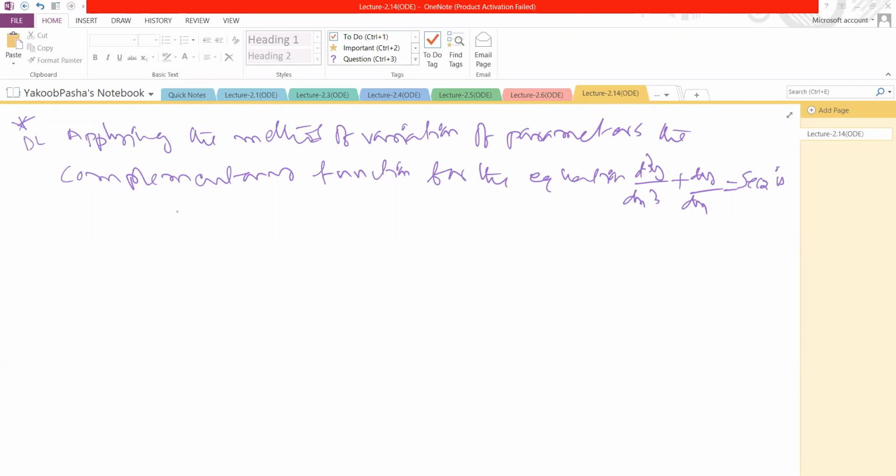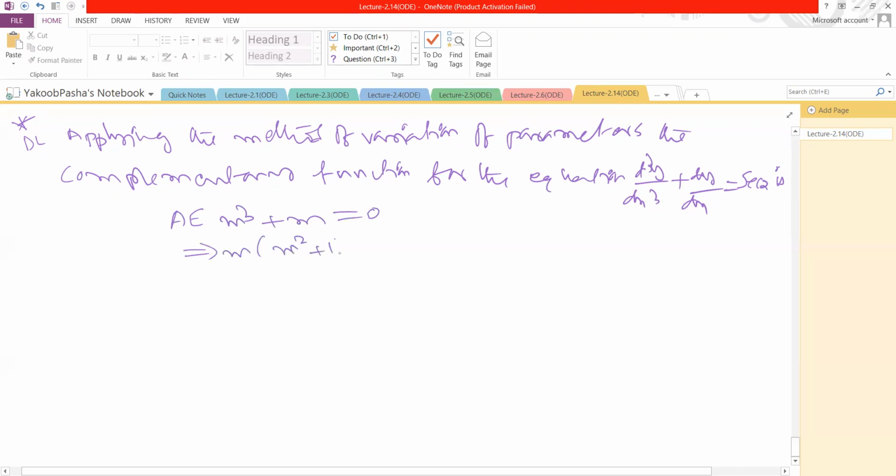Direct we can write the auxiliary equation, that is m cube plus m is equal to 0. We can take m as common, m square plus 1 is equal to 0. So m is equal to 0 comma plus or minus i are the roots. So here 0 is the real root, plus or minus i is the imaginary roots. So yc complementary function is equal to c1 e power 0, that is c1, plus c2 cos x plus c3 sin x.